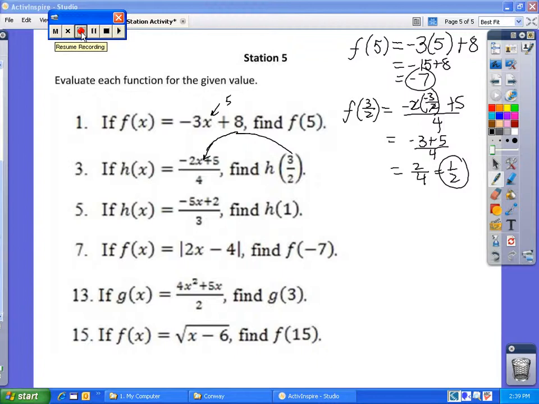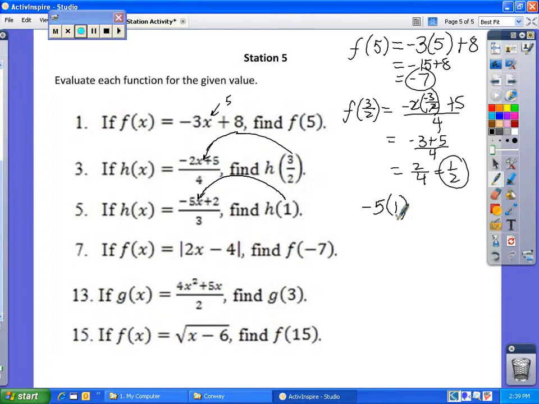Alright, so I'm going to go ahead and put this 1 in for x, so that's going to be -5 times 1. That's f of 1, or h. I guess we're using an h now here. So we're going to do h of 1. So it's -5 times 1 plus 2, over 3. So -5 times 1 is -5. -5 plus 2 is -3. -3 divided by 3 is -1. Again, you could plug that in your calculator.